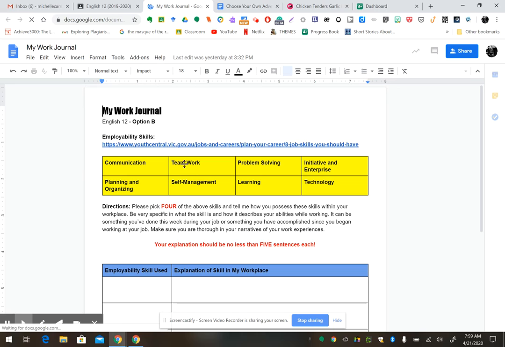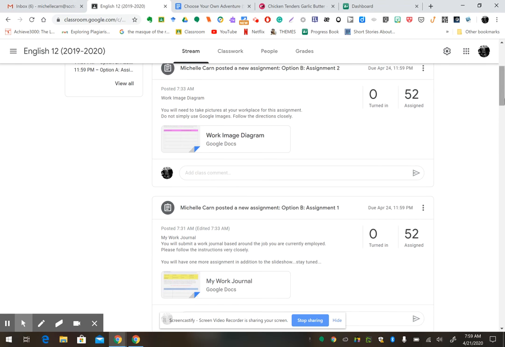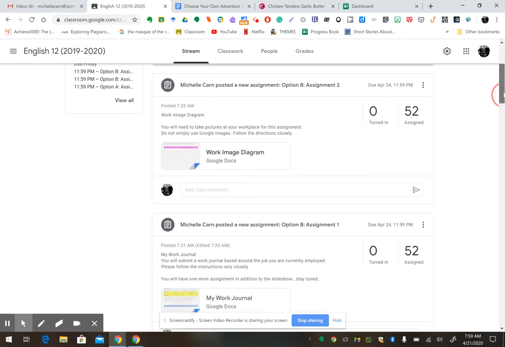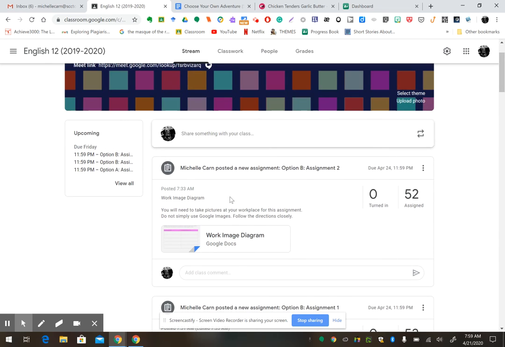So you are going to explain the 4 skills. Put the skill down here. For instance, maybe you choose teamwork. You'll put teamwork in this box. And then you explain how you utilize it in your workplace. Maybe you're a waitress and you talk about how you have to work very efficiently with the cooking staff or the ones that clean up your tables. Utilize that word as you're explaining. That is worth 60 points, just like assignment one for option A. And then option B assignment two is worth 50 points.